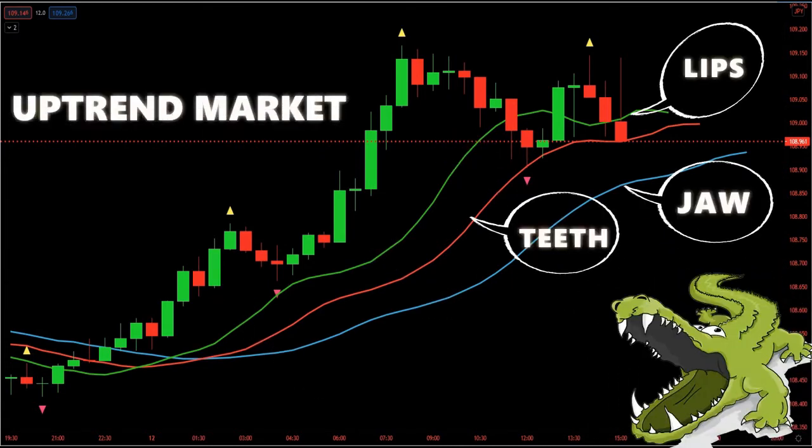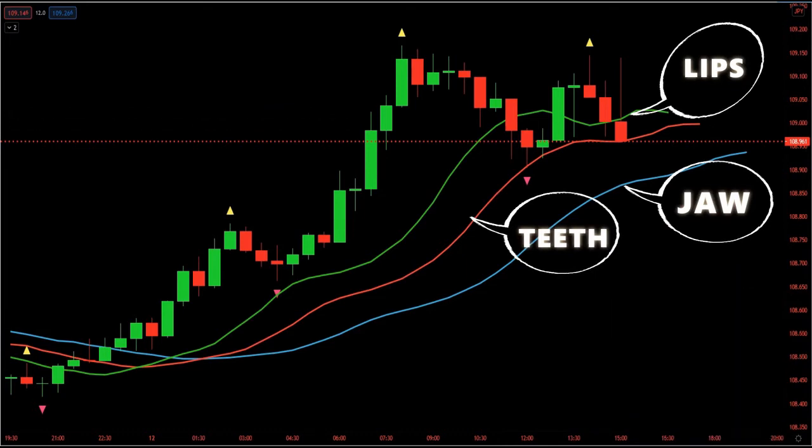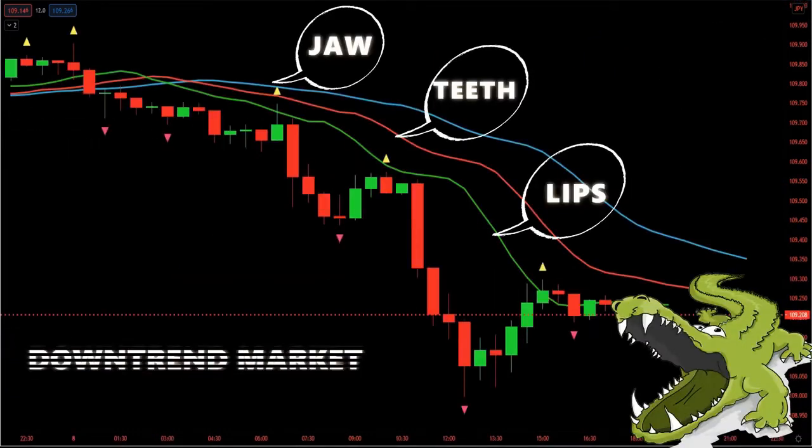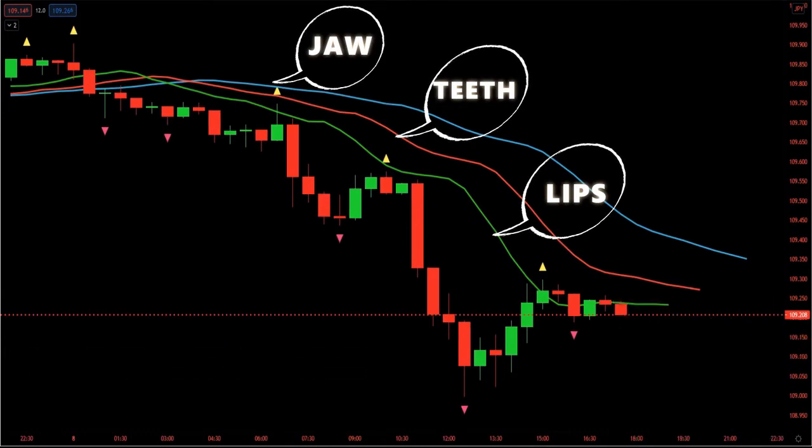In a market trending upwards, where the jaws are at the bottom while the teeth and lips are on top, it indicates buying opportunities. In a market trending downwards, where the jaws are at the top while the teeth and lips are below, it indicates selling opportunities.